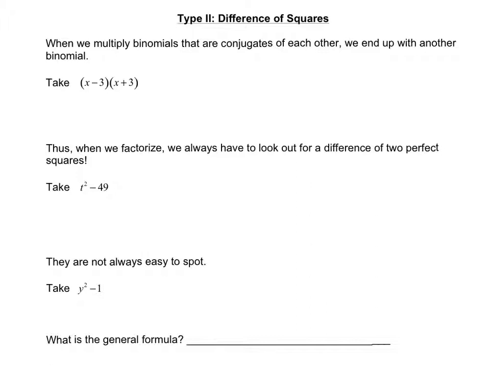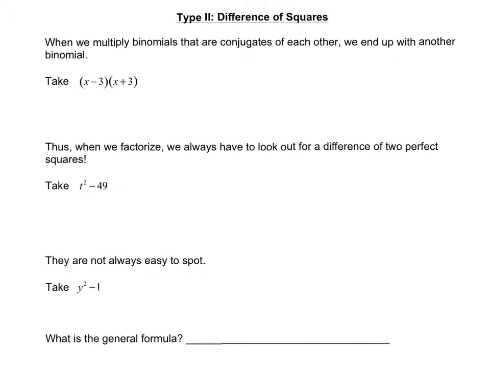Here's another way we can factor. It's called difference of squares. It's when we multiply binomials that are conjugates of each other, we end up with another binomial. So for example, that's a whole lot of math vocabulary here. Let's look at this example where we have x minus 3 times x plus 3.